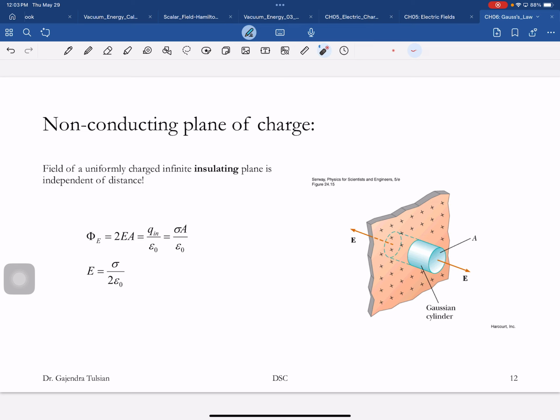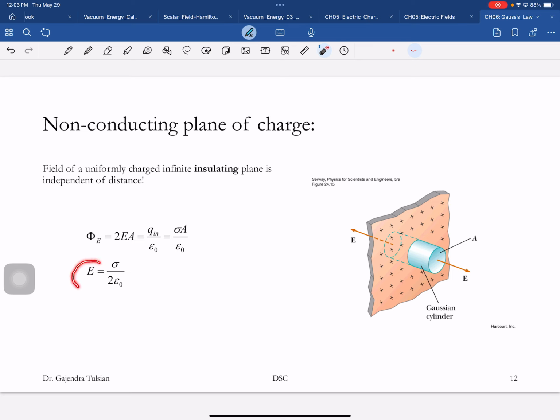Okay? So here's a wall that's infinitely large, and every meter square, you're spraying that much charge. And then you ask what is the field, and the field strength here is sigma by 2 epsilon naught. And on the other side, the field strength is the same, and it's pointing in the other direction.